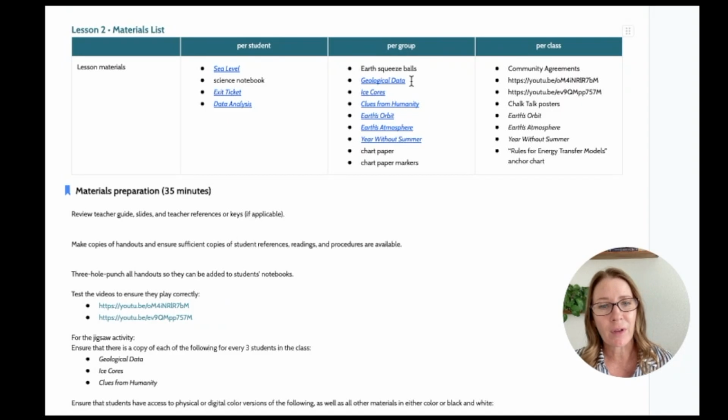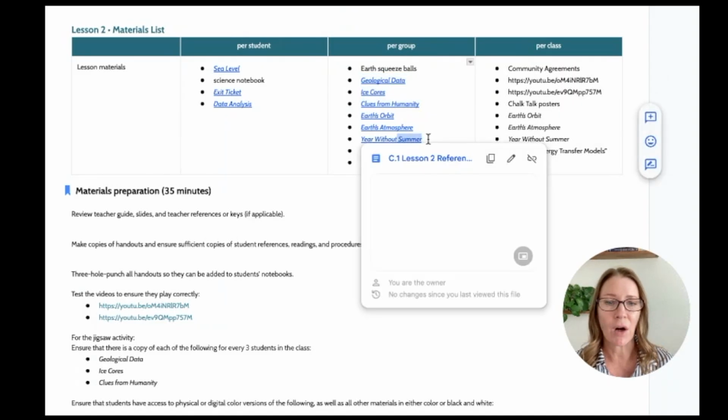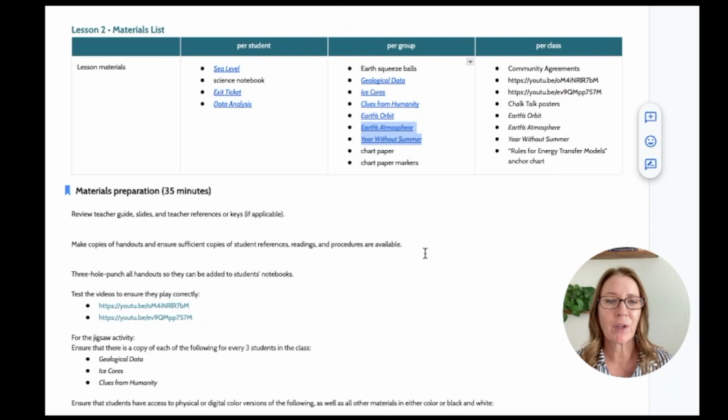A third of the class will read geologic data, a third of the class will read ice cores, and a third of the class will read clues from humanity. And these will be jigsawed, so they will share out the information in small groups. The next three are going to be done a little differently.